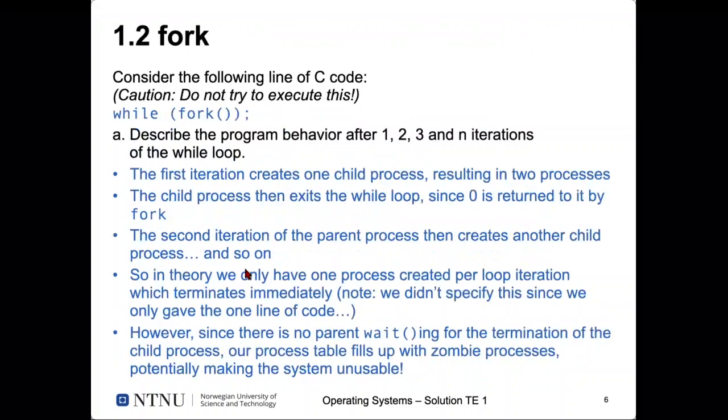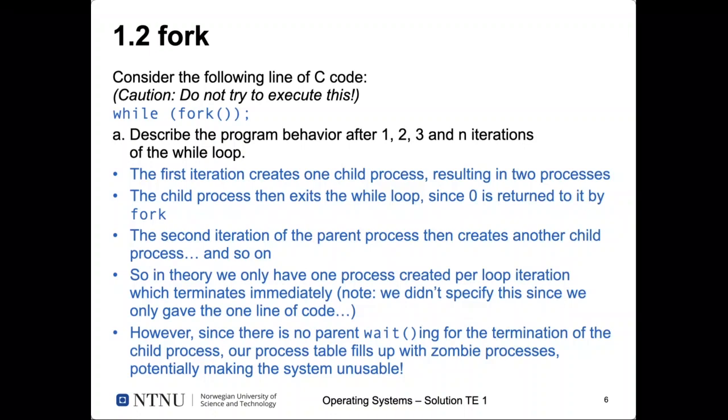All right. So the next question was about fork. Here we only gave you one line of code. We should have given you a complete program, and we gave you a caution: do not try to execute this. So what happens when I execute while? In the condition of the while loop, I call fork. Now this is a completely valid program.